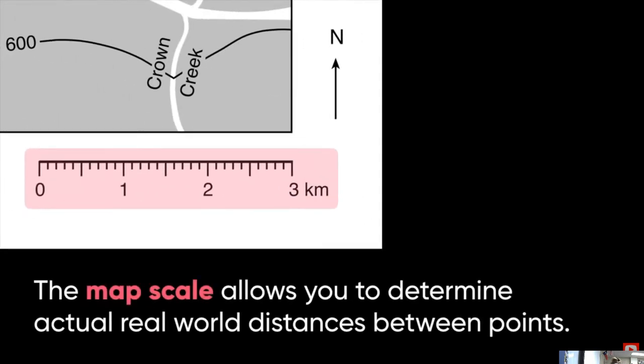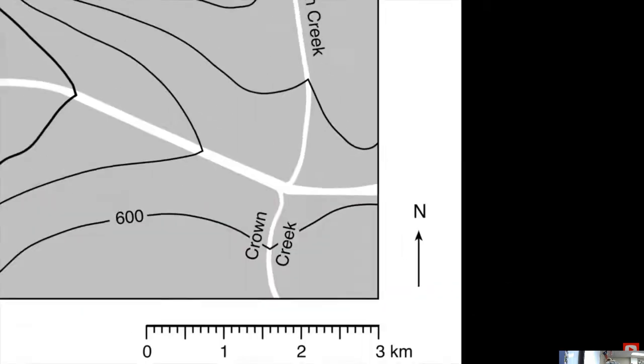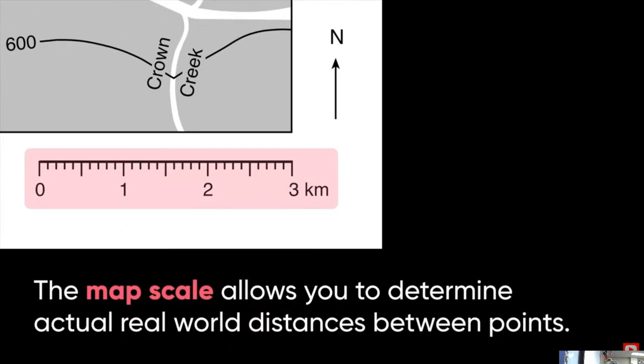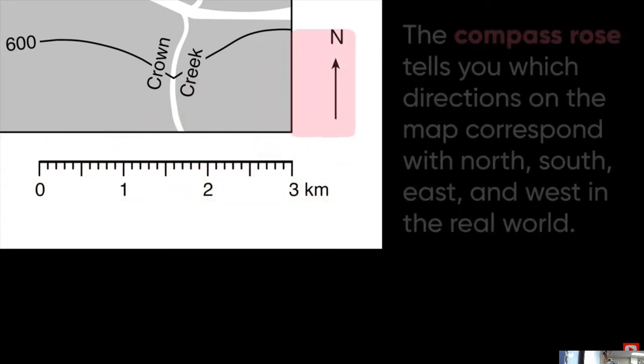Let's look at some other map features. Most maps are going to include a map scale, and this lets you determine the real-world distances between points as represented on the map. So for example, let's say I want to know how far apart points Y and Z were in the real world. I could use this map scale to figure out how many kilometers apart they are. A future video will take a look at how exactly we use a map scale.